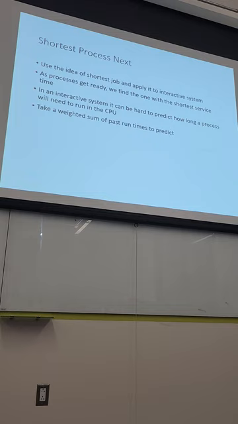All right, shortest process next. Again, it's basically shortest job first. In the interactive system, you don't know how long the job is, so a lot of times you'll take a weighted sum of the past times to run to give you an idea of your estimate of how long you're going to run in the future, and then base it on the shortest one of those.